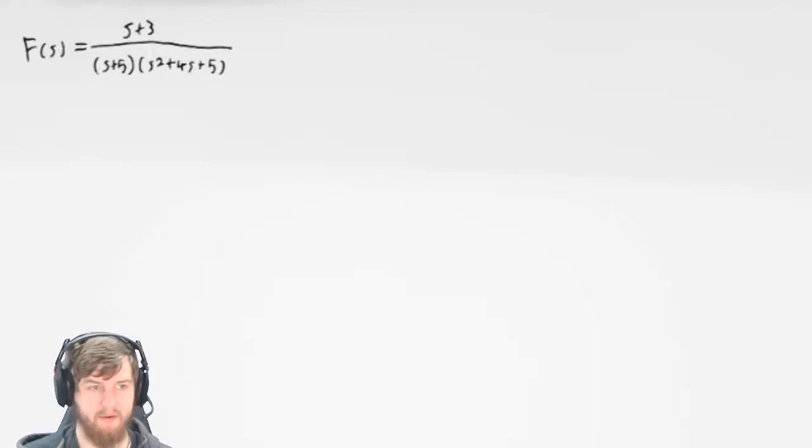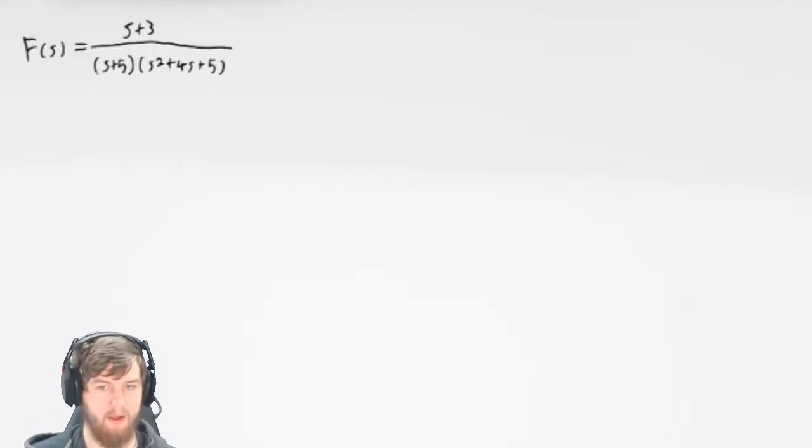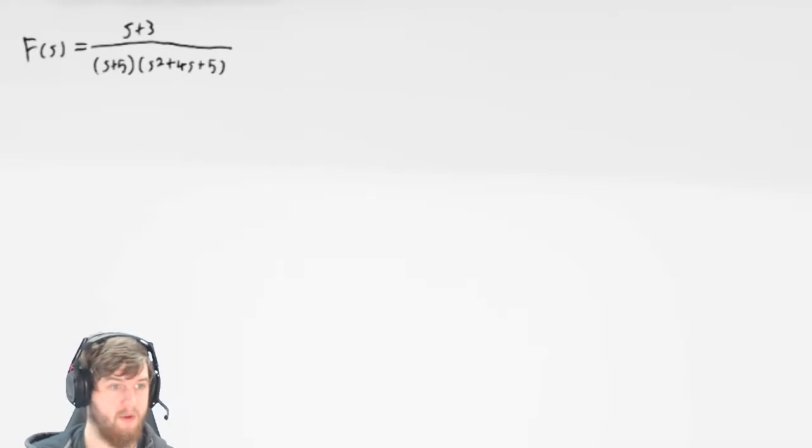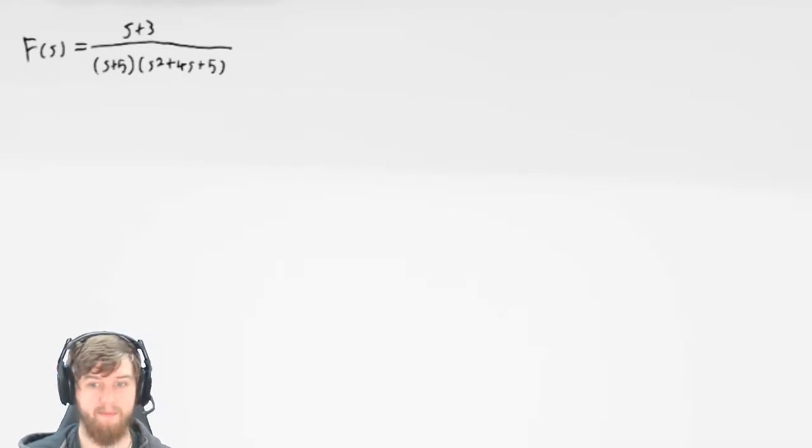Alright, so this is problem number 2. (s + 3) over (s + 5)(s squared + 4s + 5). So we definitely got a third order on the bottom. The question is: is this real distinct roots, real repeated roots, or complex roots? It's going to be the last one. Looks like there are complex roots here.